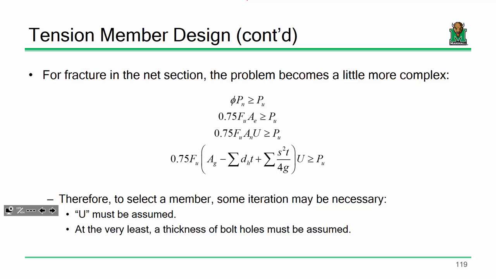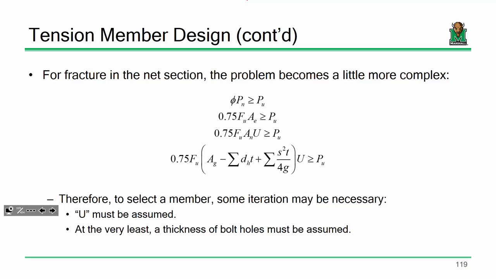That's not easy. First off, there might be a lot of stuff going on in this little bracket, but what about U? U is highly dependent on the member we're looking at, the connection eccentricity. We have no clue what U is. And at the very least, think about net area. The most simple explanation of net area is that it is the gross area minus the area lost due to bolt holes. So at the very least, we're going to have a thickness. Well, we don't know what that thickness is because we haven't selected the member yet.